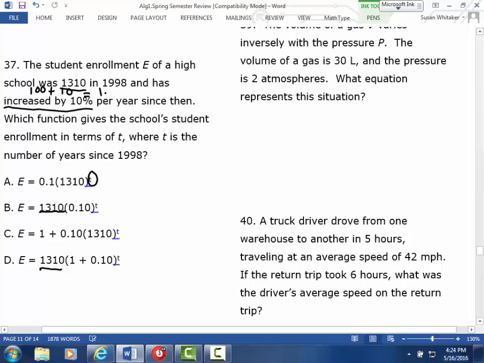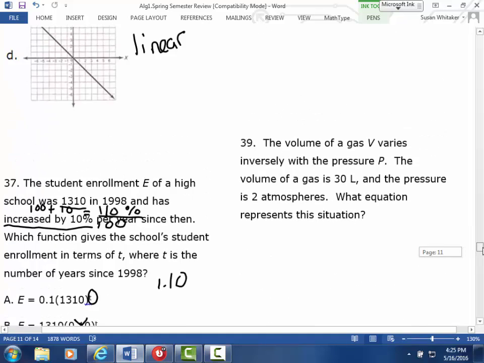So that's actually 110% right now. So if we divide that by 100 to get our decimal, that would be 1.10. Okay, so that's not 1.10. If we add these two together, that would be 1.10. So D is our correct answer. Okay, let's check out number 38.